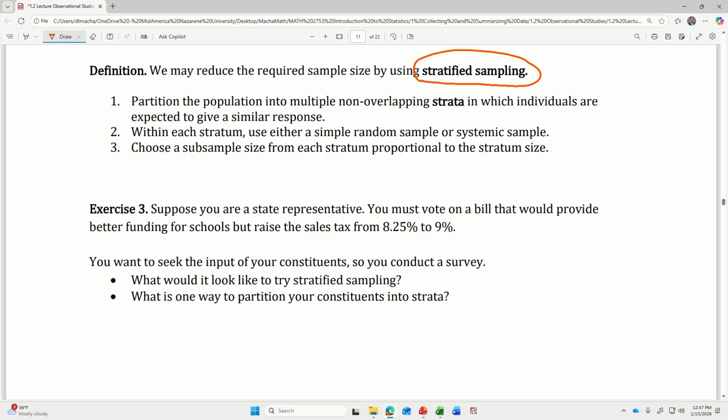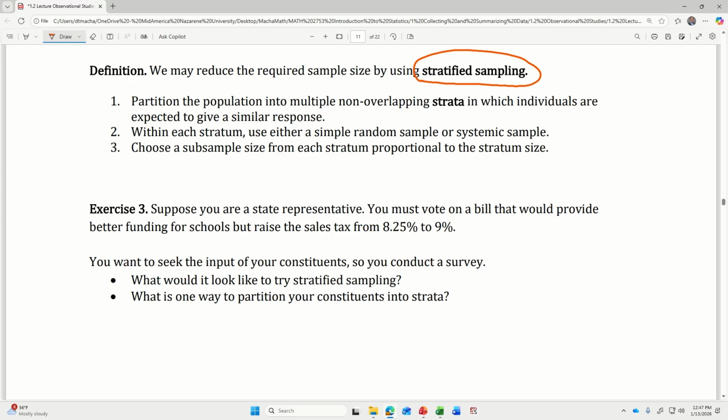Exercise 3 says, suppose you are a state representative. You must vote on a bill that would provide better funding for schools, but raise the sales tax from 8.25 to 9%. If you're a state rep, one thing that I wish they would do, they don't always do this, is actually ask the opinion of your constituents. So let's say you conduct a survey. What would it look like to do a stratified sampling method to survey this question?